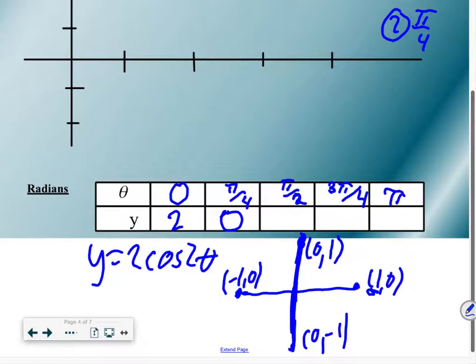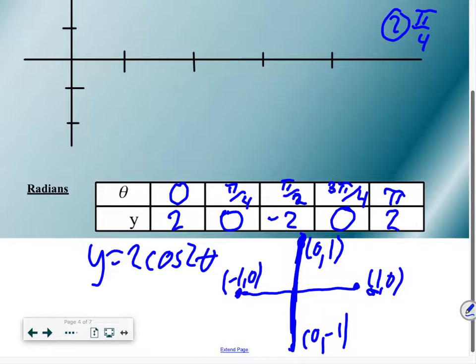Pi over 2 times 2 is pi. My cosine of pi is -1, times 2, -2. Do you get what I'm saying? If you don't multiply this by 2, you're going to get 0, 0. So 0, 2. What's my last one? 2.